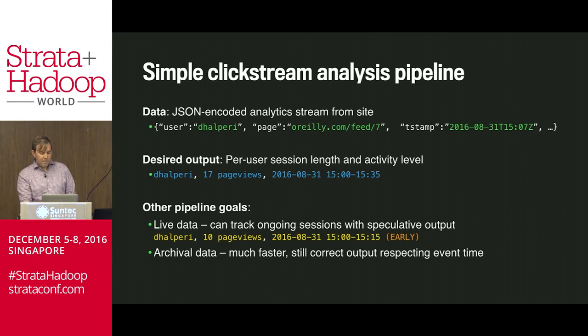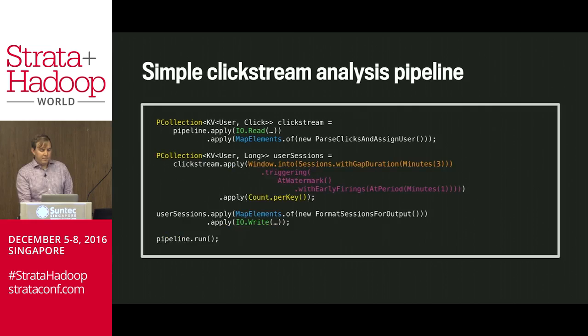On the flip side, if this is not streaming data, this is not live, I'm running over last week's or last month's or yesterday's data, I don't really want this same semantics, right? I want to get my results much faster. I want to use potentially more resources. I want to read the data out of order if I don't care about getting results as soon as I can. But I still, of course, want correct output. So this is the entire program. Three stanzas plus running the pipeline, with maybe a little bit of setup I skipped at the top.